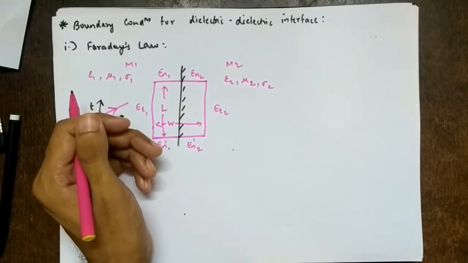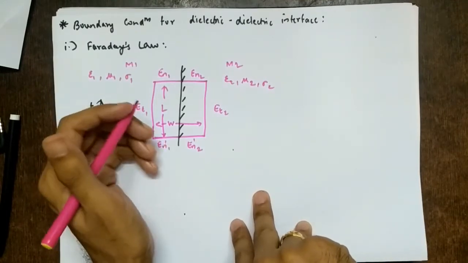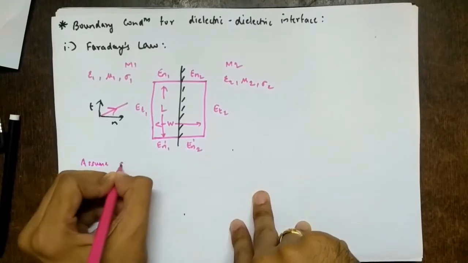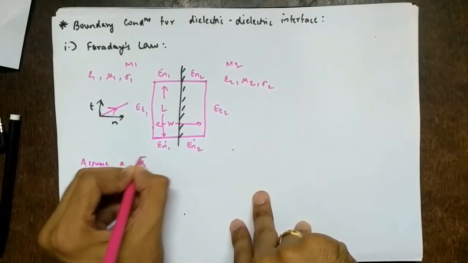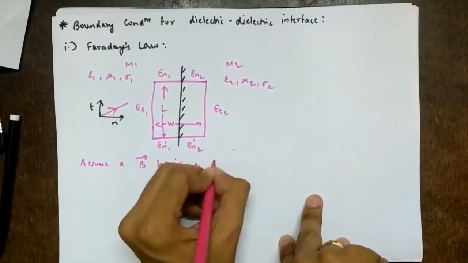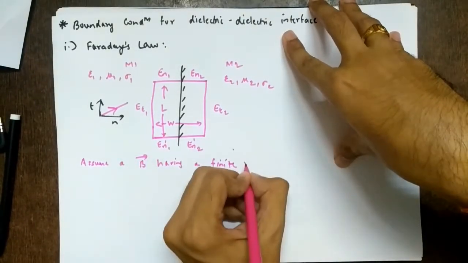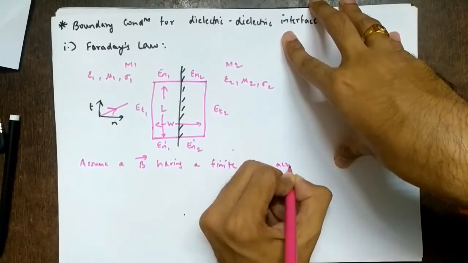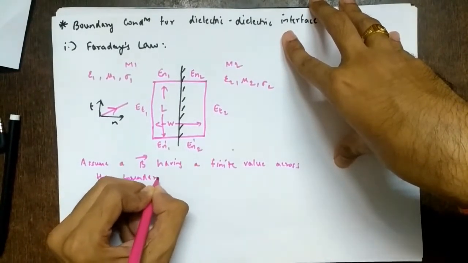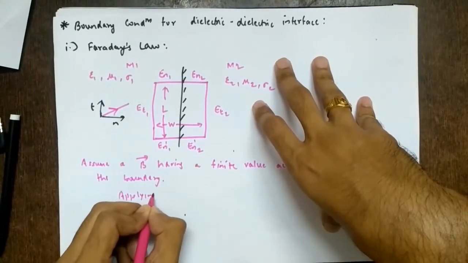Then we say assume a magnetic flux density B vector having a finite value across the boundary. So I'll write this: assume a magnetic flux density B vector having a finite value across the boundary. Why we write this, I'll tell you shortly. Then we apply Faraday's law on this structure.